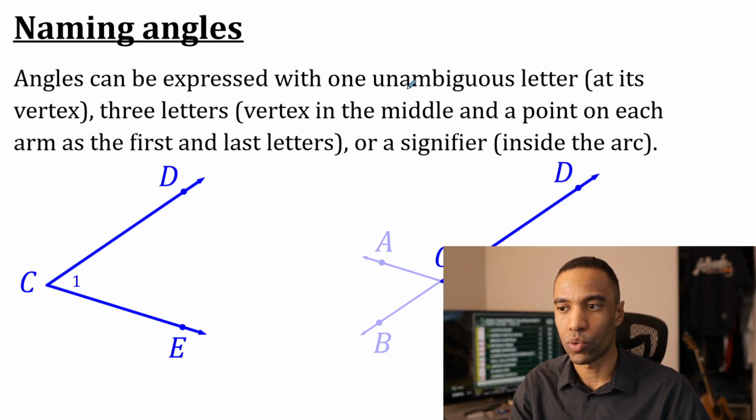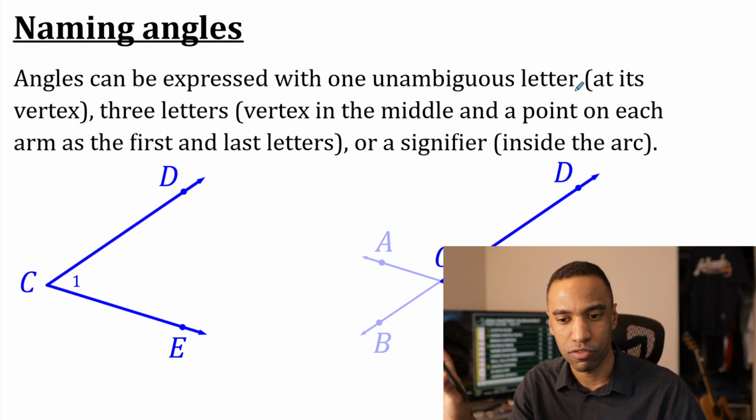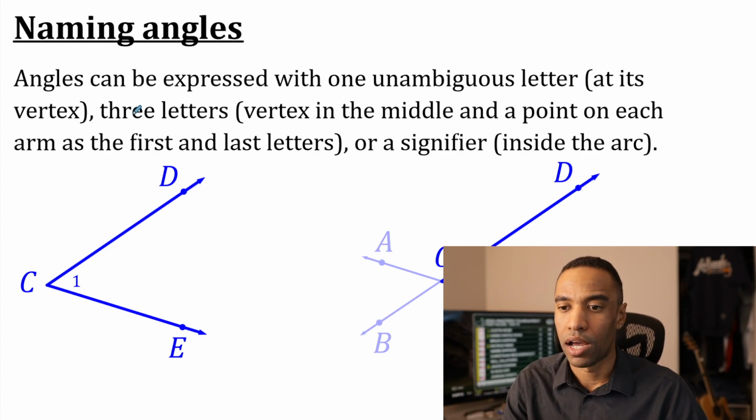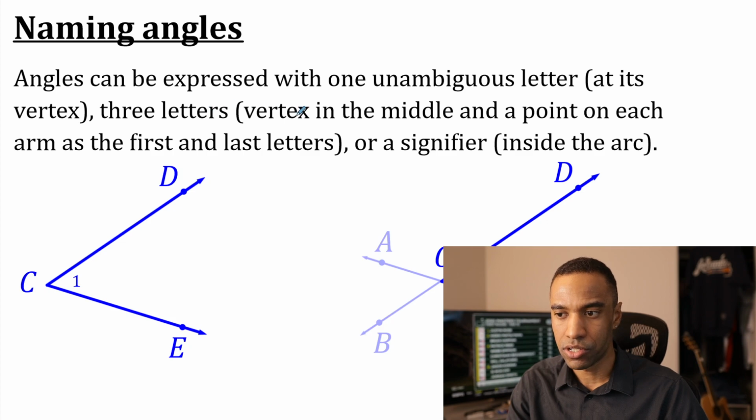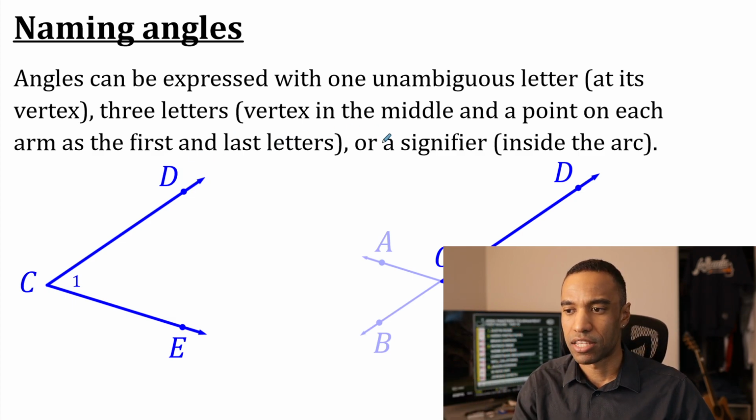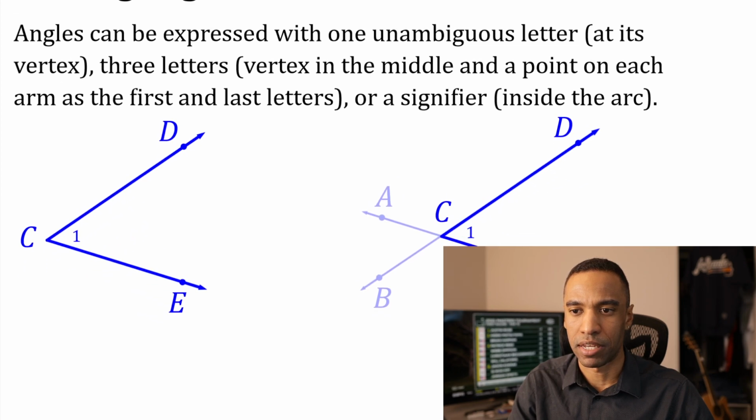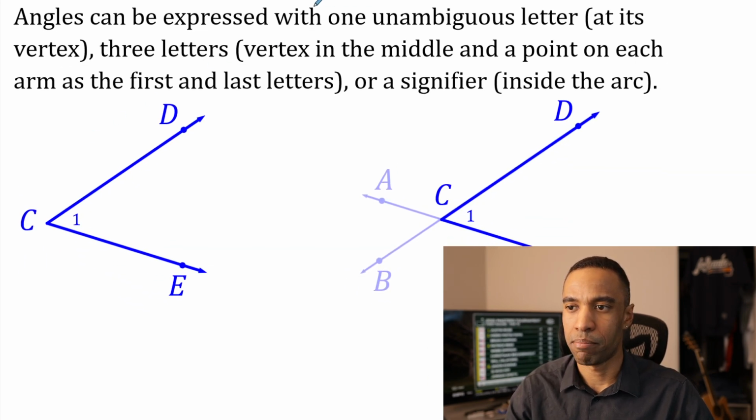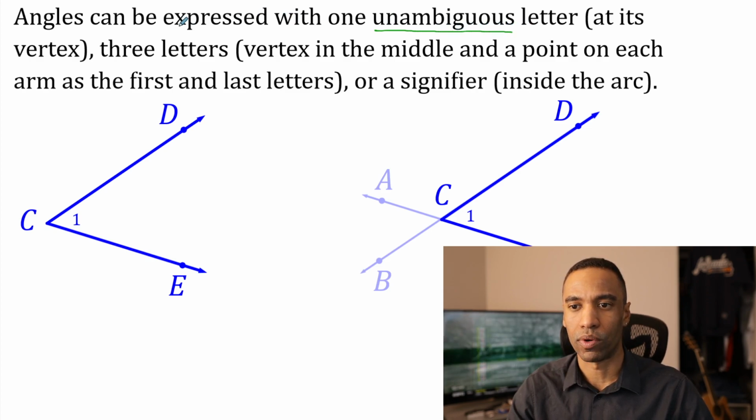Angles can be expressed with one unambiguous letter at its vertex. I'll get into what that means. Or 3 letters where the vertex is in the middle and a point on each arm, by arms I mean arms of the angle, as the first and last letters, or a signifier inside the arc. Okay, what does all of that mean here? First of all, the word unambiguous just means that you totally know what we're talking about with that one letter.